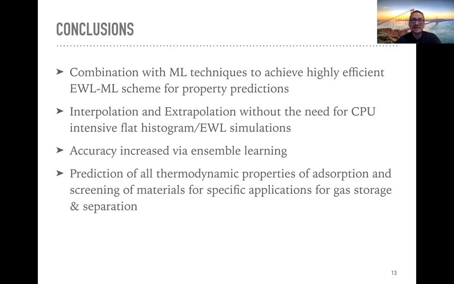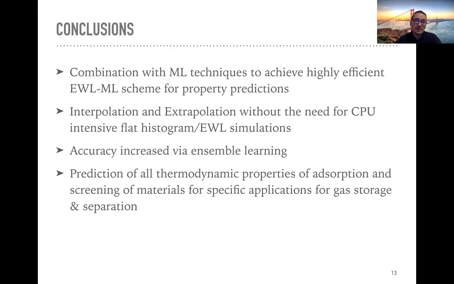One of the crucial advantages of this combined approach is that you can interpolate between results obtained from the simulation. You can also extrapolate beyond the range of conditions that are covered by the simulations. This is done instantly. Once you have the weights for the artificial neural network, it's extremely quick. Almost instantly, you have the results for the partition function and for any thermodynamic properties without the need of carrying out additional flat histogram simulations.